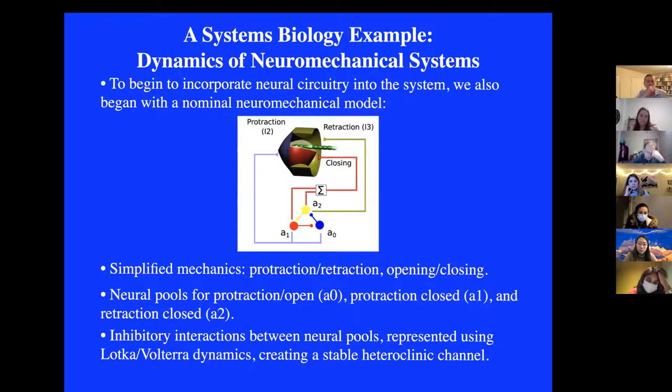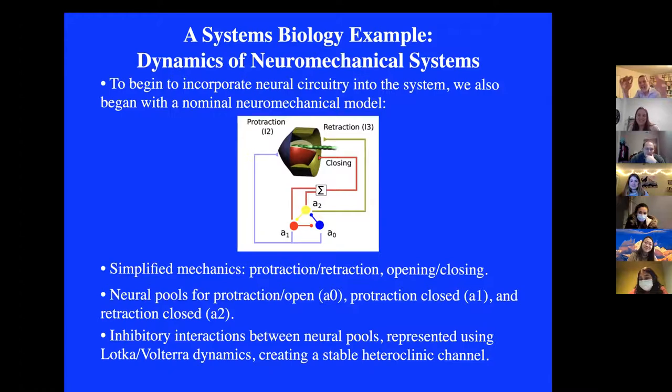And we set up inhibitory interactions between the neural pools using basically Lotka-Volterra dynamics, and this created something called the stable heteroclinic channel. Now, those of you who've taken Bio-300 look at Lotka-Volterra instead of freaking out. They say, oh, yeah, predator-prey. I've seen that kind of stuff before. And so this is super simple. Now, stable heteroclinic channels, again, for those of you who don't understand what I say in the next few sentences, don't worry. Just take Bio-300 and it'll be clear.